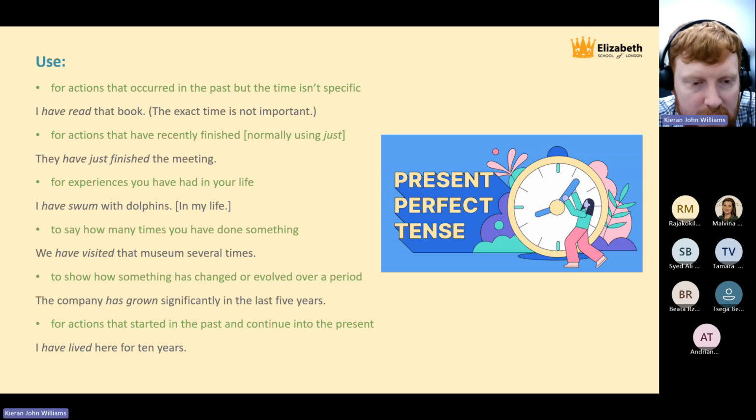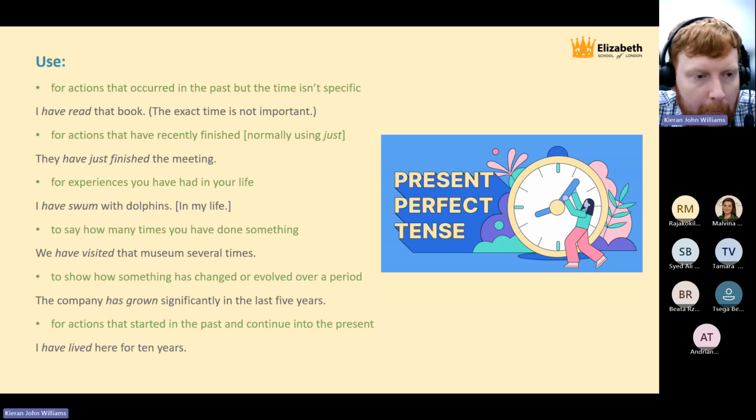All right, and then a similar sentence to the one above for something that started in the past and then continues into the present. So I have lived here for 10 years. You started living here 10 years ago. You're still living here now. You use present perfect simple.